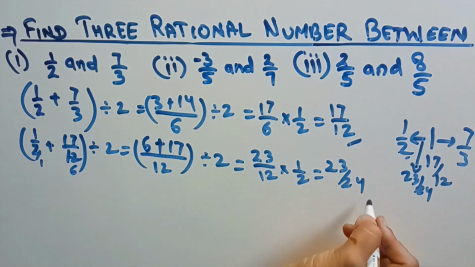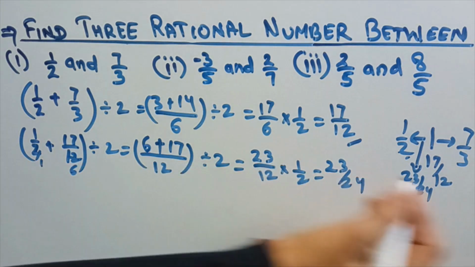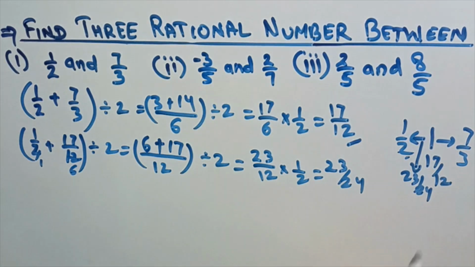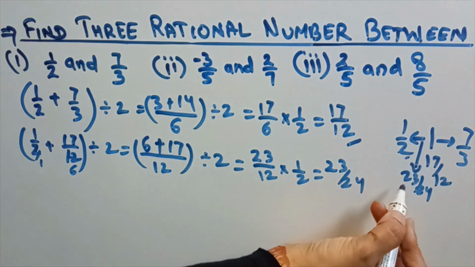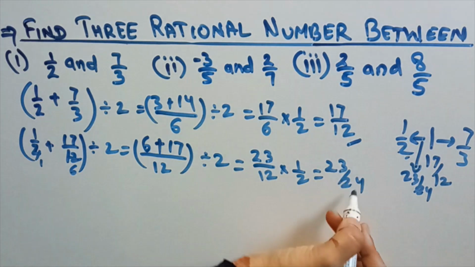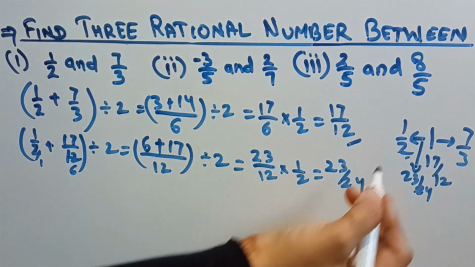So this is the second number. Now we have to find the third one. Now I will take these two numbers to find the third one. Or you can take these two numbers, any pair you can take. You can take this also, 1 by 2 and 23 by 24. This is also possible. You can take any pair.